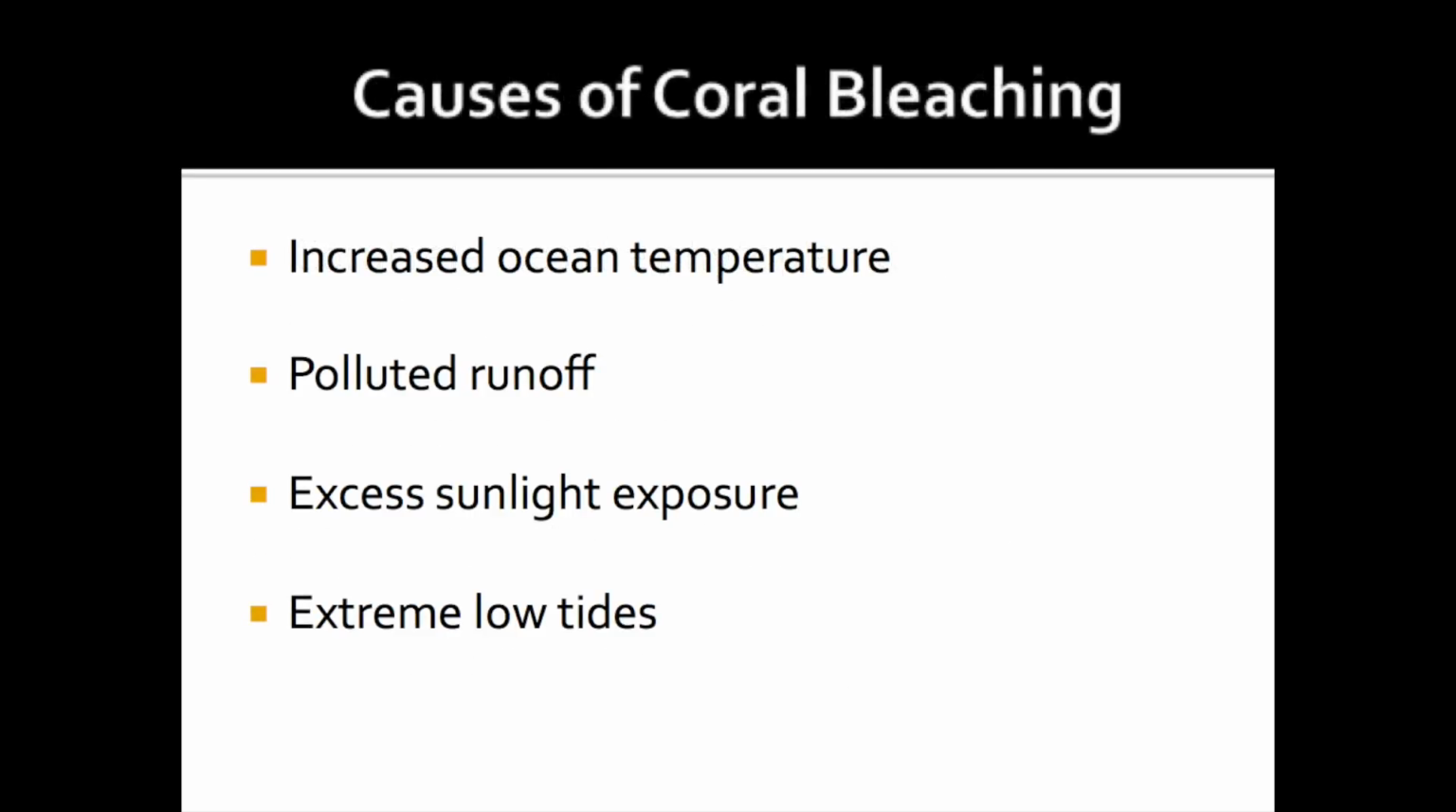The most predominant cause of coral bleaching is the increase in ocean temperature from climate change. We are releasing plenty of emissions that are absorbing more heat and therefore slowly increasing the average temperature on Earth. Another cause of coral bleaching is polluted runoff. This could include pesticides, herbicides, and other chemicals that are polluting the ocean. This can also increase bleaching. Other minor causes can be excess sunlight and extreme low tides, but both of these are not major contributors.